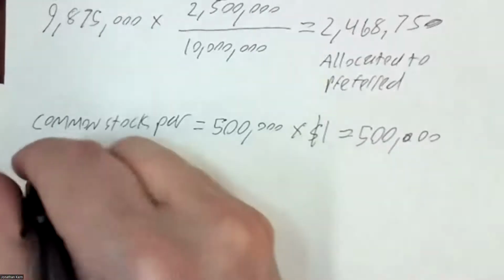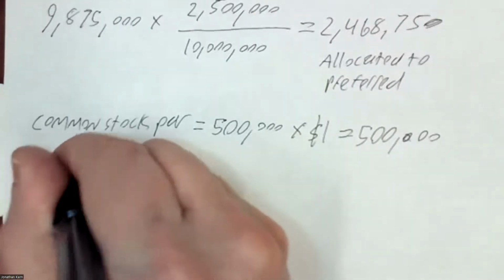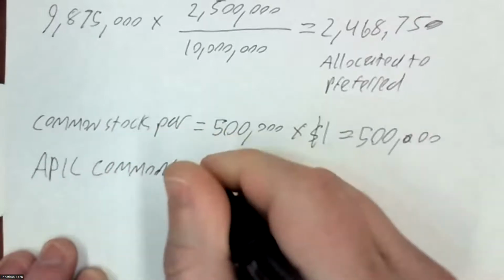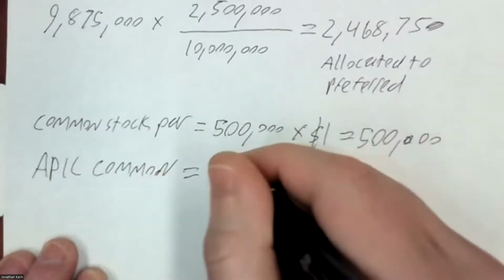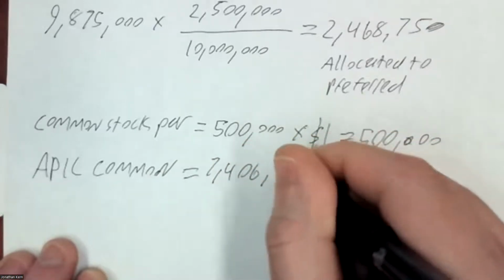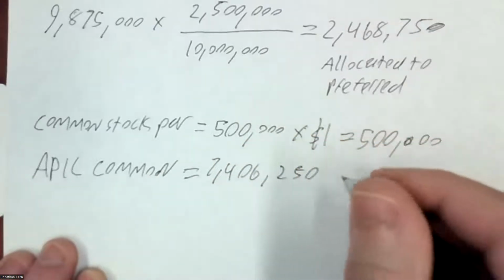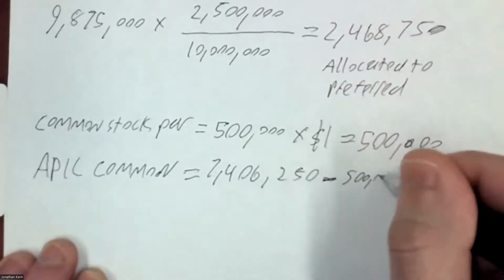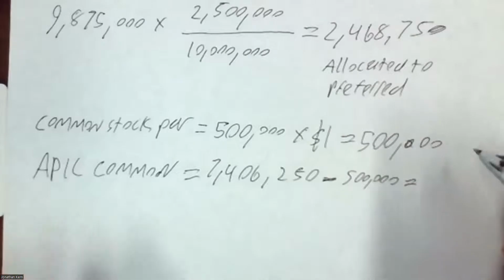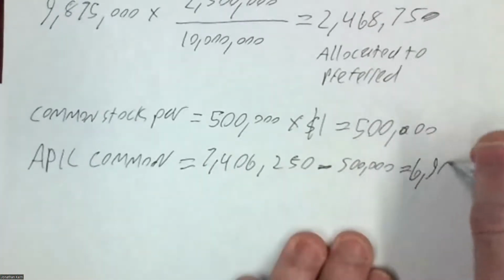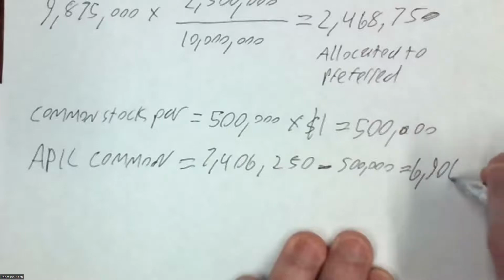which means our APIC common will be the $7,406,250 minus $500,000, or $6,906,250.